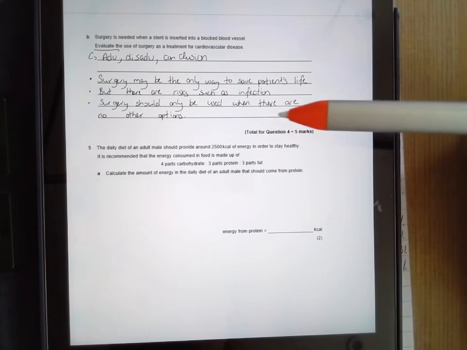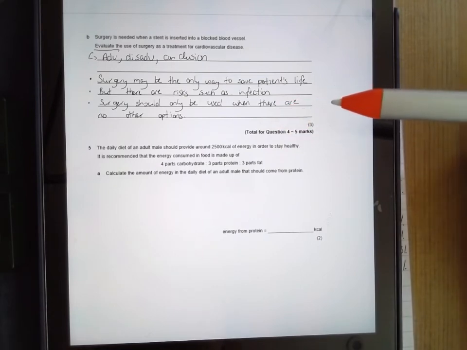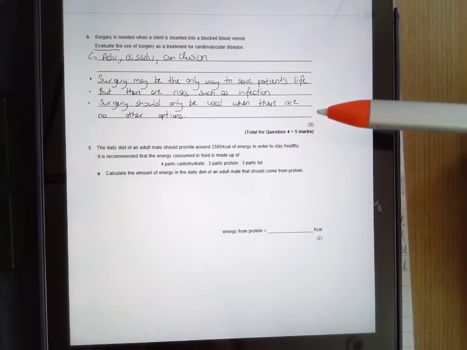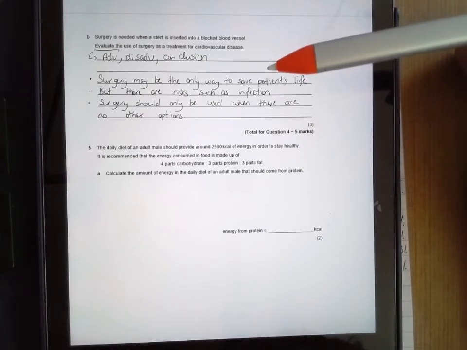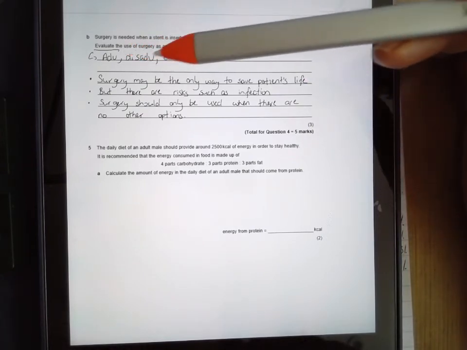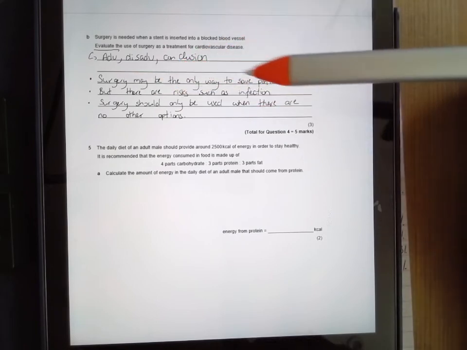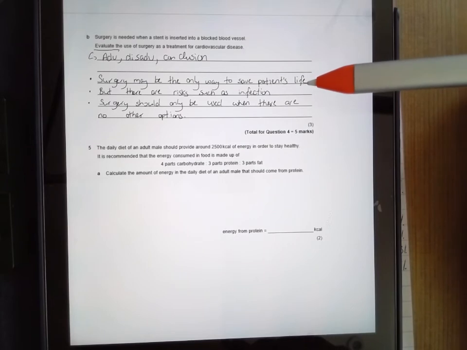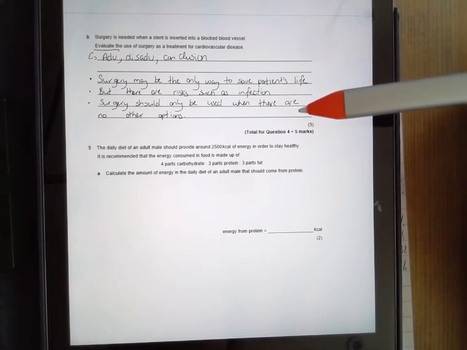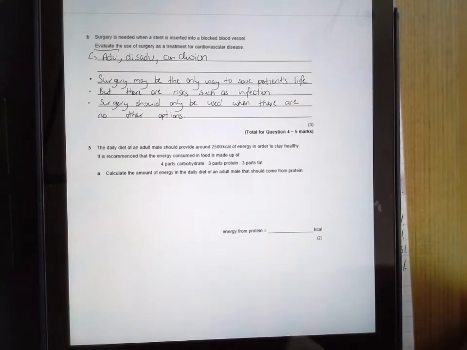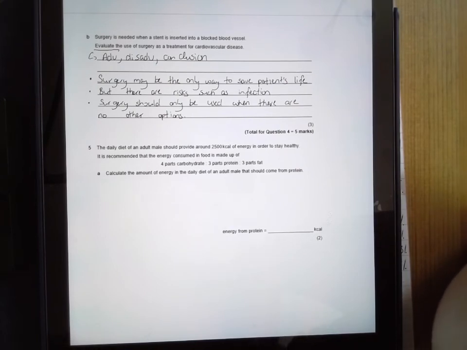So this is the answer to part B. There are so many things that you can say. There's loads of acceptable answers. The mark scheme is really vague, really. It says anything that's reasonable will get you the marks, but you need to give an advantage, a disadvantage, and a conclusion. So my advantage of surgery is surgery may be the only way to save a patient's life, okay? A disadvantage I've given of surgery is that there are risks such as infection, and then my overall conclusion is surgery should only be used when there are no other options.